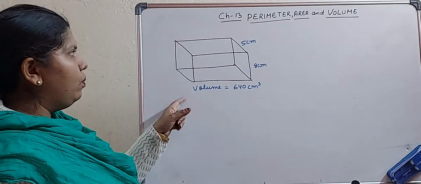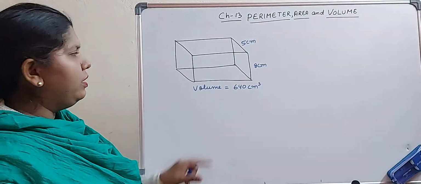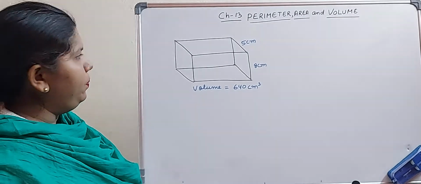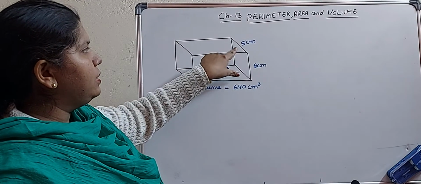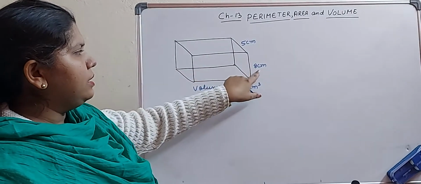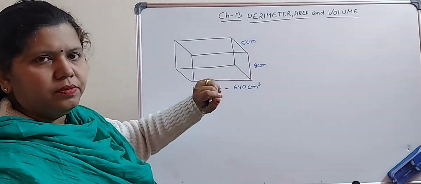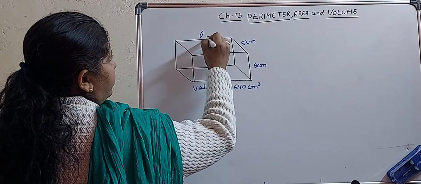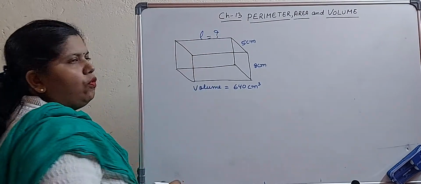Now we have a cuboid here. In this cuboid, the volume is given to you. That is 640 centimeter cube. You also know what is the breadth. This is the breadth of the cuboid, that is 5 centimeter. This is the height of the cuboid, which is 8 centimeter. But you don't know what is the length of this cuboid. So length you don't know. How we will take out?